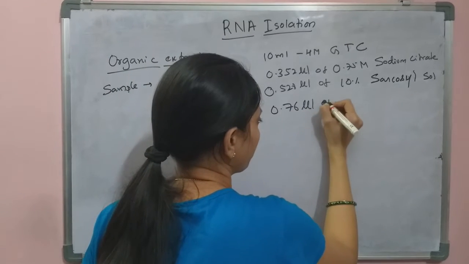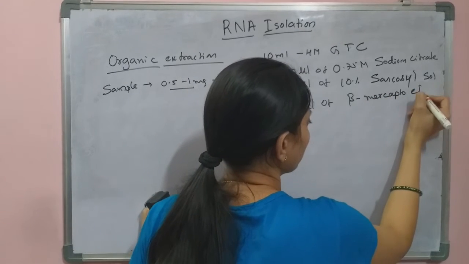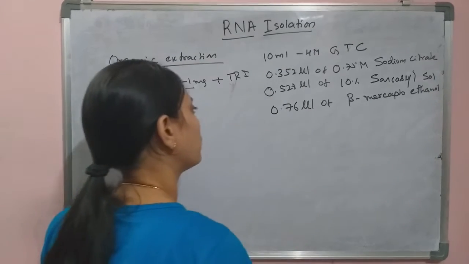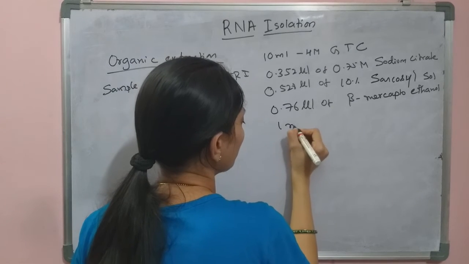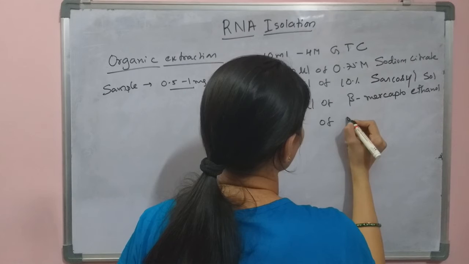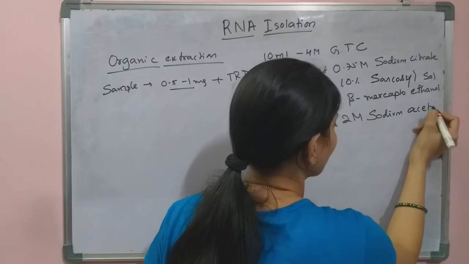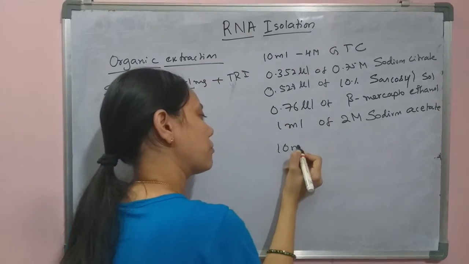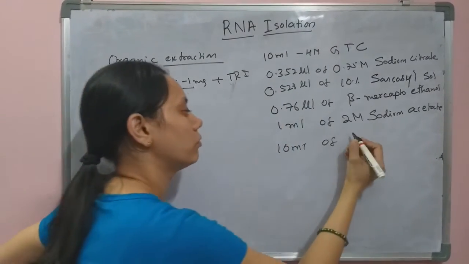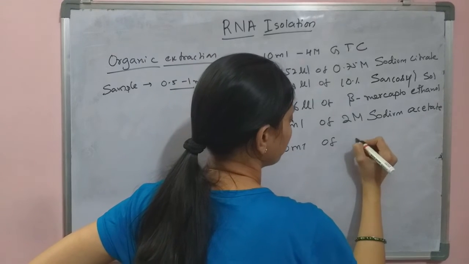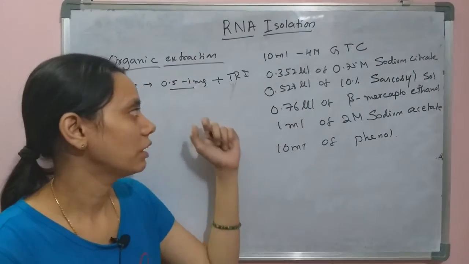Then beta mercaptoethanol, followed by 1 ml of 2 molar sodium acetate and 10 ml of water saturated phenol. So basically these are the main ingredients present in the TRIzol reagent.